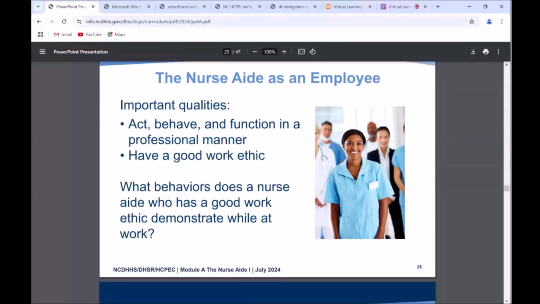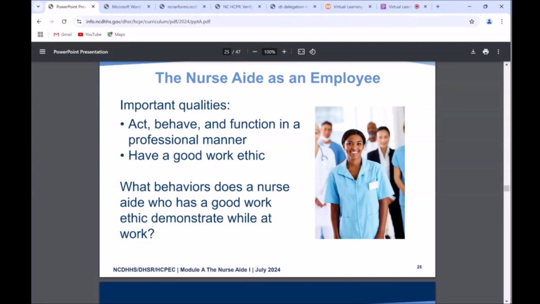So try to think about what behaviors a nurse aide with a good work ethic demonstrates when they're at work. What do you see when a nurse aide has good work ethic? What do they do at work? How do they have a good work ethic? You may think about their appearance, how they communicate with others, how they treat others, residents, family, co-workers. Think about their attitude, how they work with other team members.